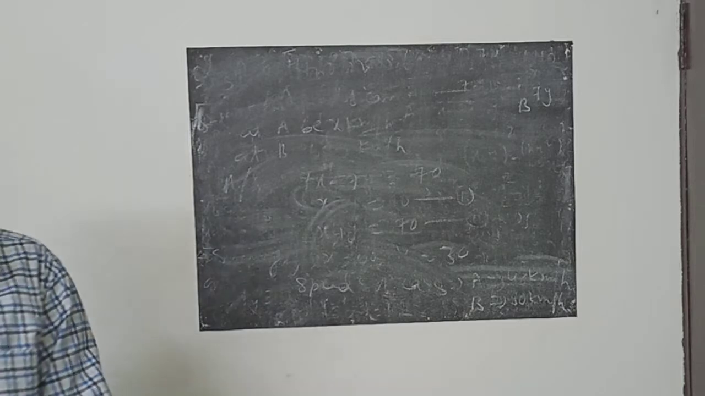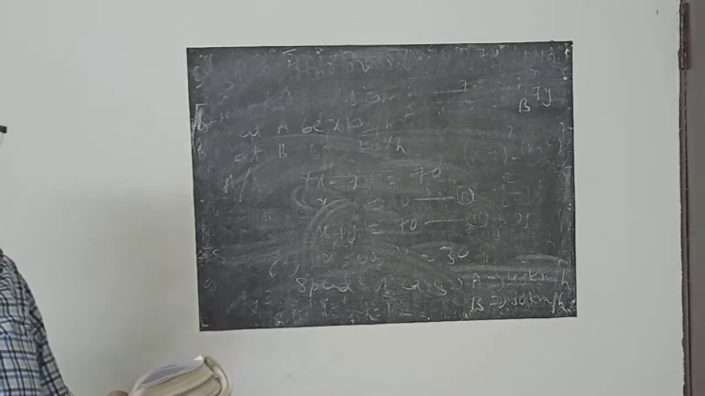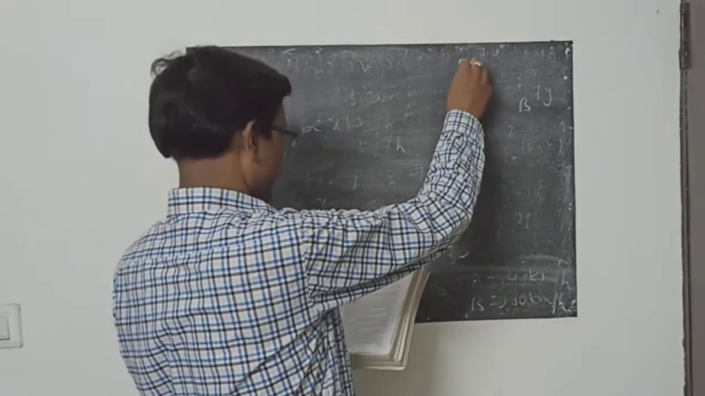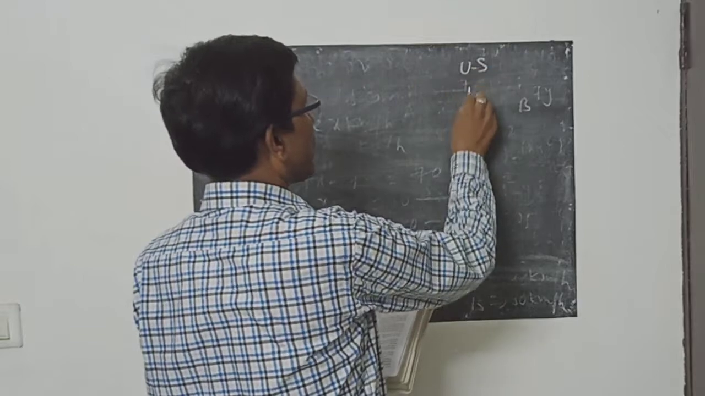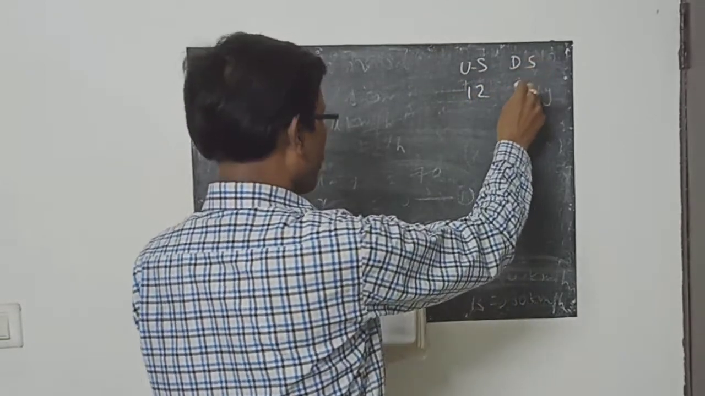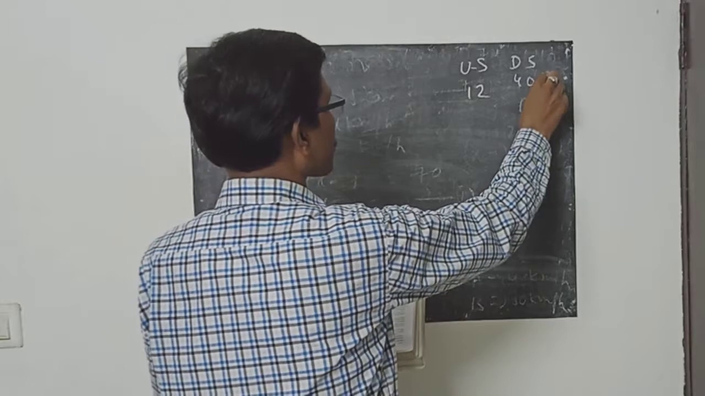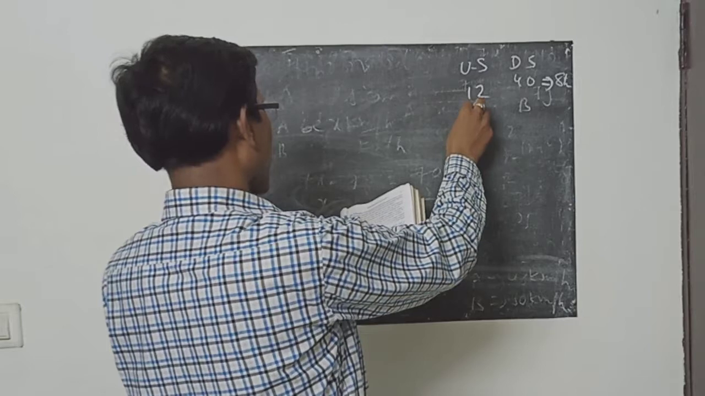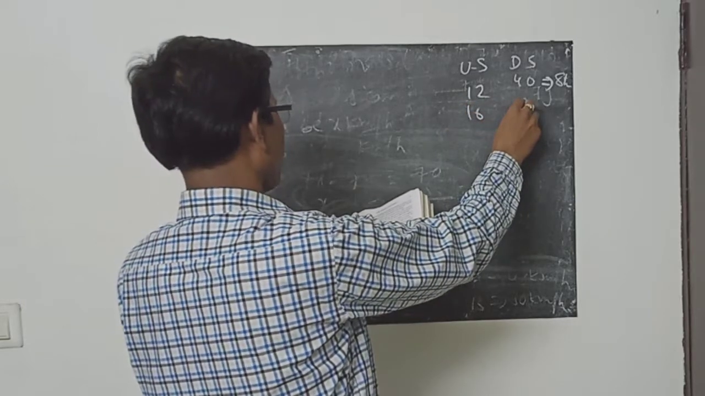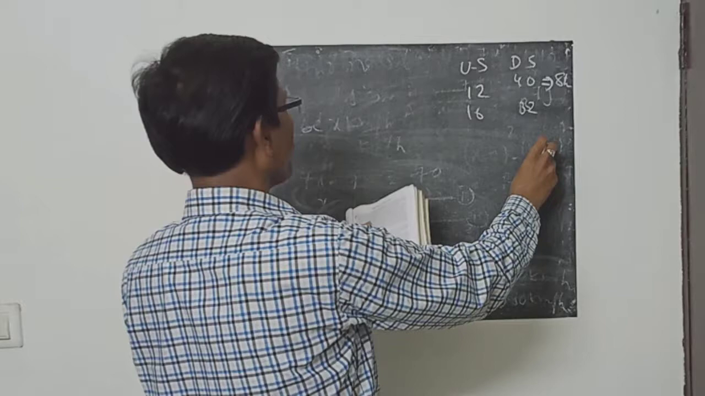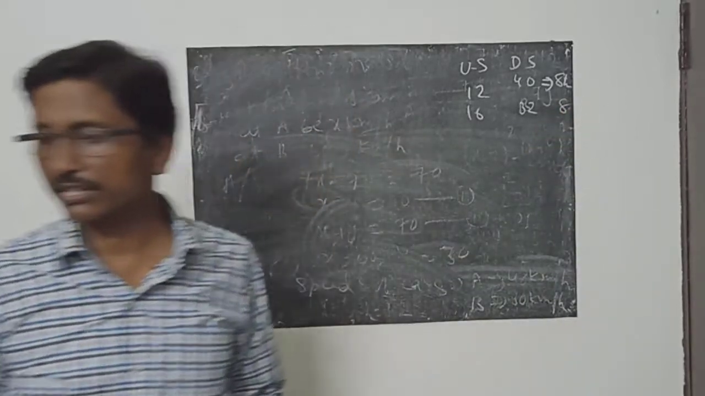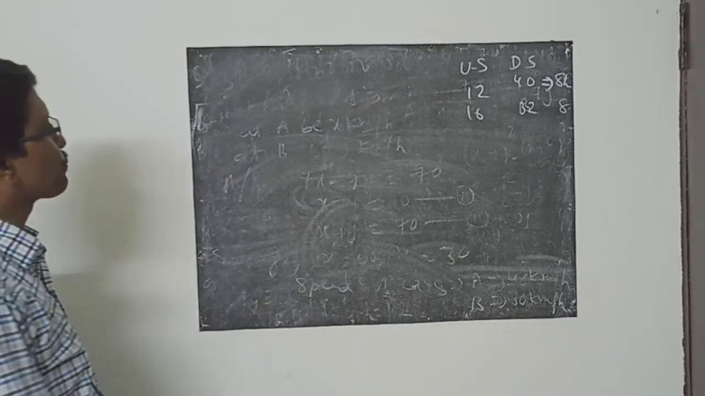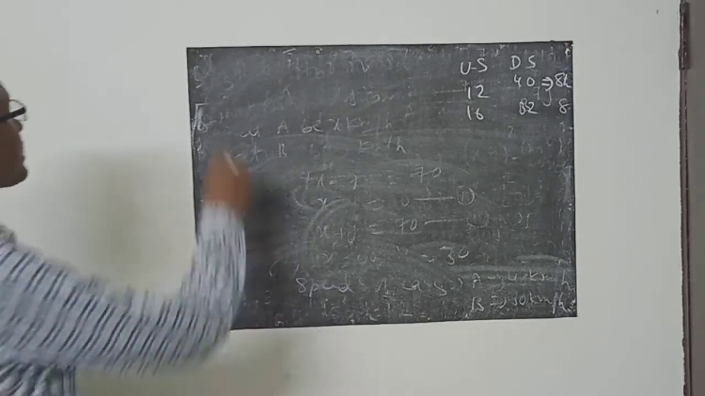A boat goes 12 km upstream and 40 km downstream, both together it is taking 8 hours. Similarly, if it travels 16 kilometer upstream and 32 kilometer downstream in the same time, that is also 8 hours. Find the speed of the boat as well as the speed of the stream. So two speeds you are having, that is question number 36.